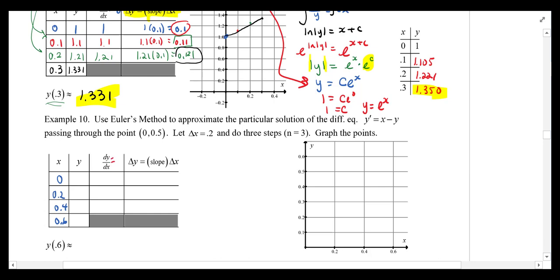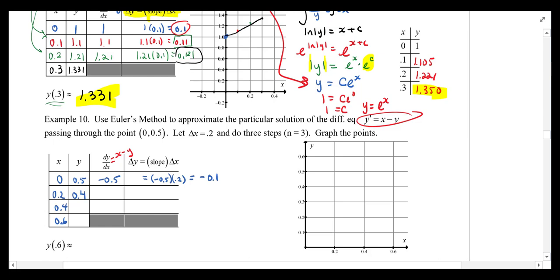Once again, dy dx is x minus y. That's the equation, right? Okay, so the starting y value is 0.5, which means now if I do x minus y, 0 minus 0.5, that's negative 0.5. Delta y now is the slope, which is negative 0.5 times delta x, which is 0.2, and that just equals negative 0.1. Okay, so notice my new y value is now going to be less. So 0.5 minus 0.1 is 0.4.